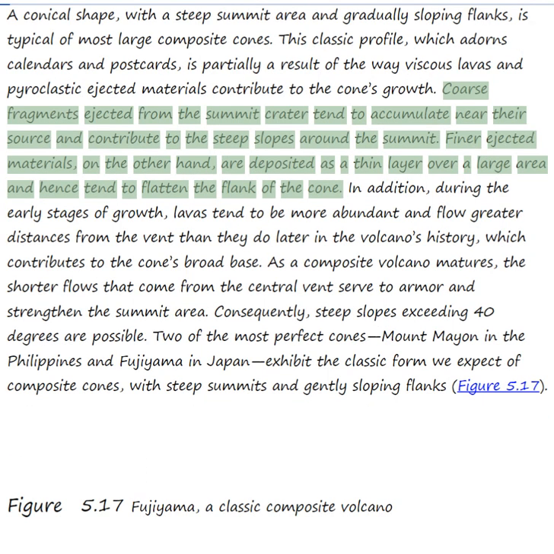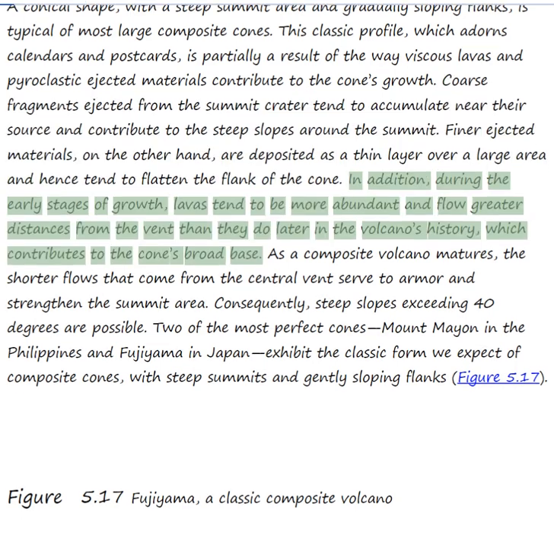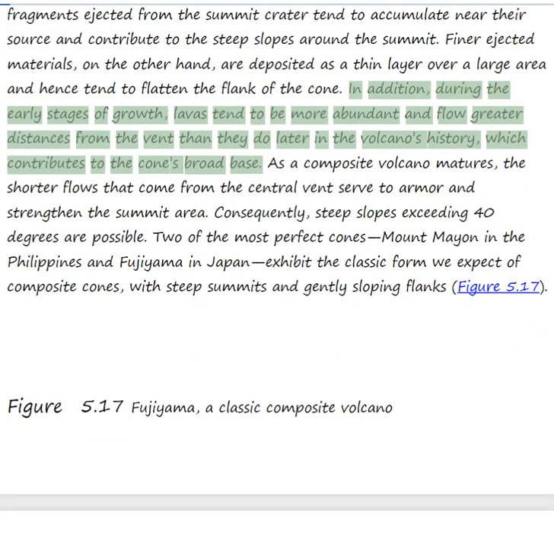Coarse fragments ejected from the summit crater tend to accumulate near their source and contribute to the steep slopes around the summit. Finer ejected materials, on the other hand, are deposited as a thin layer over a large area and hence tend to flatten the flank of the cone. In addition, during the early stages of growth, lavas tend to be more abundant and flow greater distances from the vent than they do later in the volcano's history, which contributes to the cone's broad base.